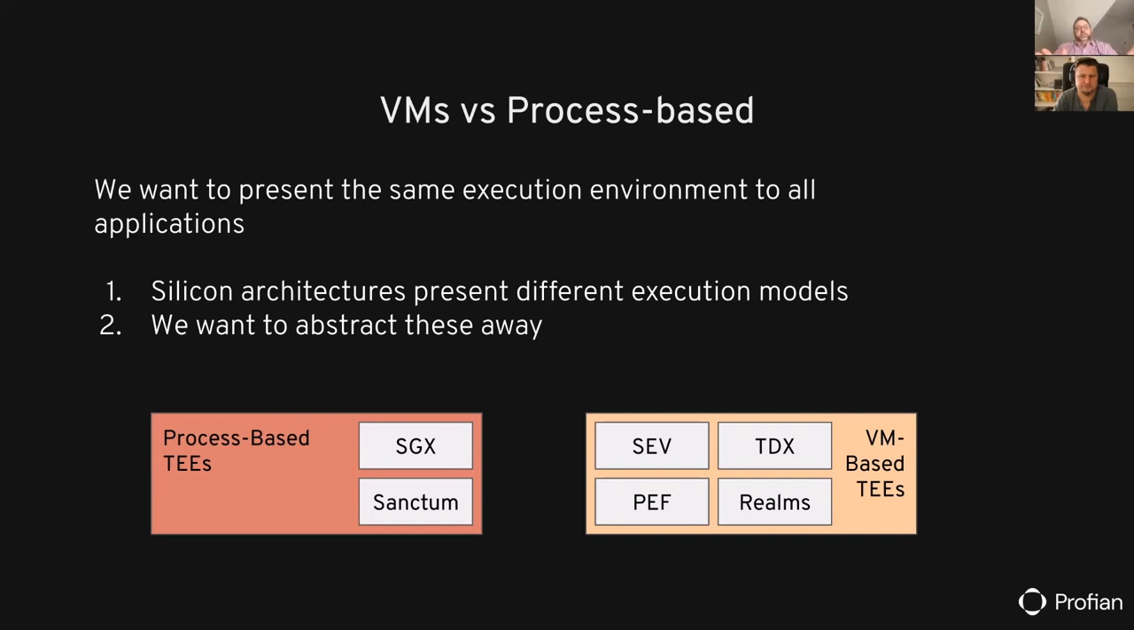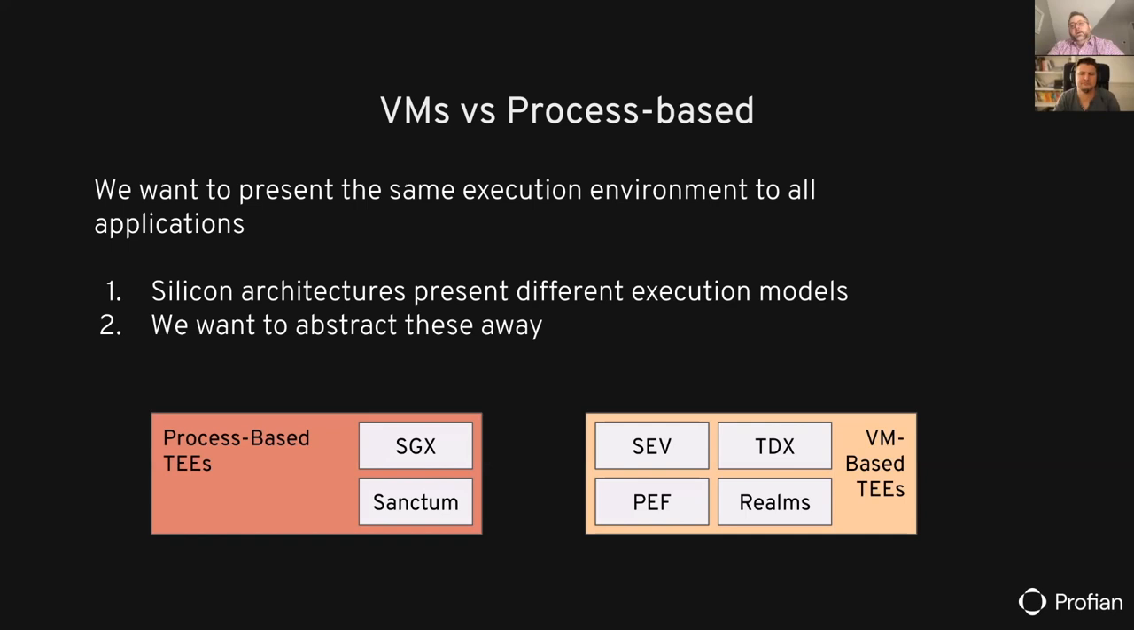Dividing these up into the process space, we have SGX, which is from Intel. And although SGX has been out for a while now, support landed in the Linux kernel only within the last 6 months. So it is a relatively fresh technology in that regard. Also, we have the technology from RISC-V, which is called Sanctum, and that also follows this pattern.